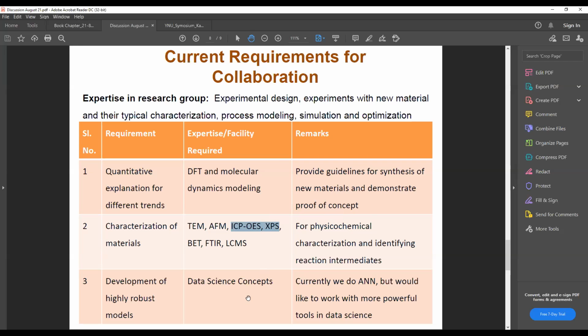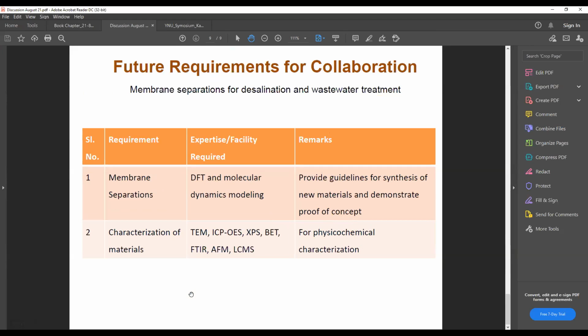And whenever we do optimization, we need robust models. Sometimes the conventional response surface methodology models are not very robust. They don't have a significant lack of fit, and they don't have good model prediction, which is very important. And so we are looking for data science concepts with which we can develop better models so that they can be used for optimization. So I think in the future I would like to work in membranes, and again similar kind of expertise and collaboration would be required. So that concludes my talk, and I thank you for your attention.